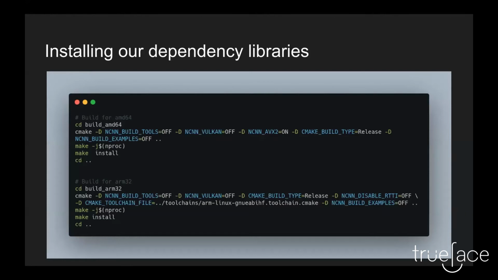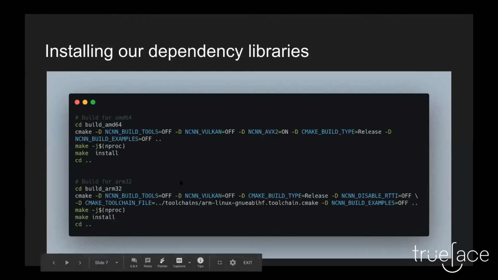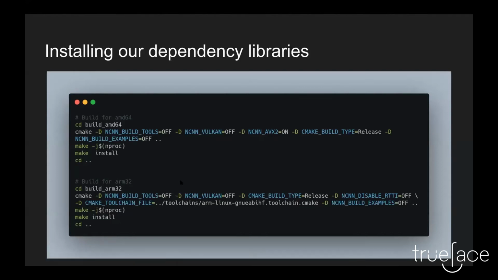So just to touch on what's on the slide here, this is a sample snippet from one of the build scripts. This is for building NCNN, and the most important part you'll see is that we basically create a build directory. We call CMake with all our arguments, and then we build the code using make.